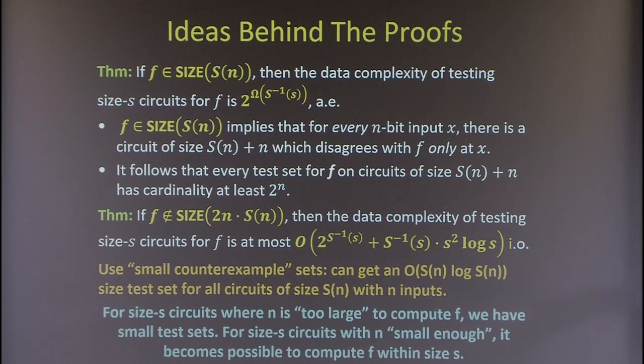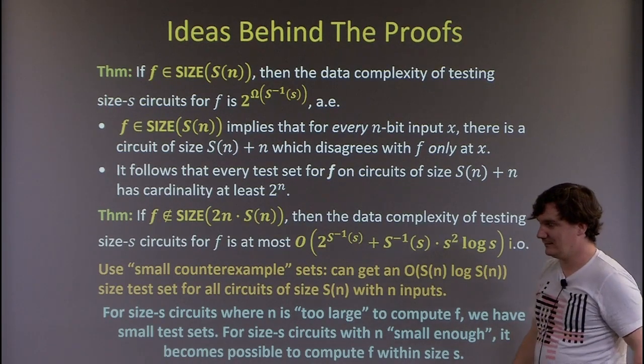Okay? Once n gets large enough, you can start having polynomial size test sets in terms of the circuit size that will distinguish. Okay? And so overall, you're more or less pinning down things exactly where the circuit complexity happens.